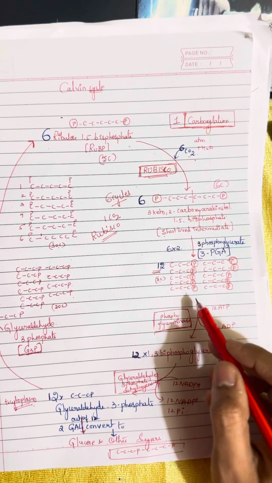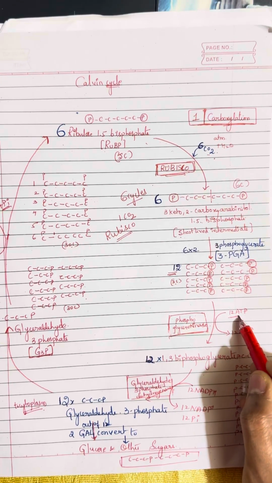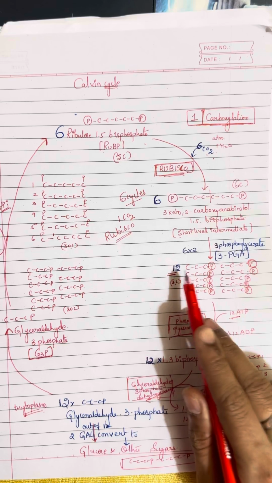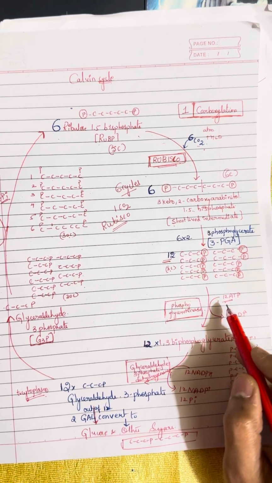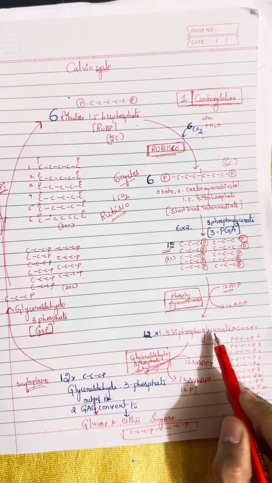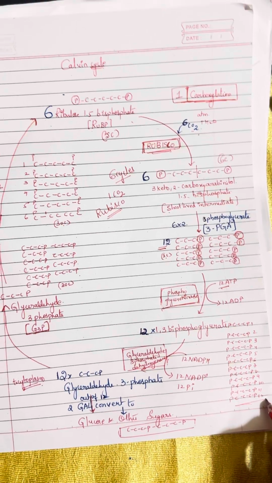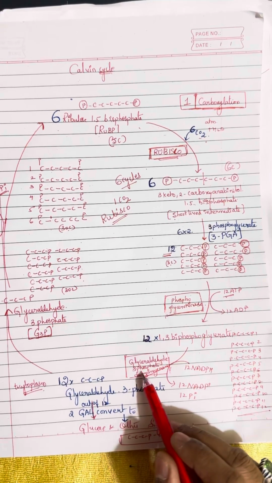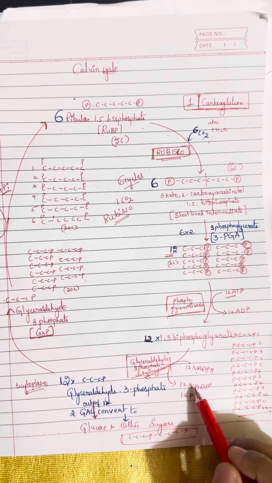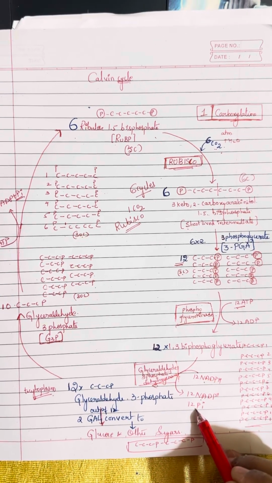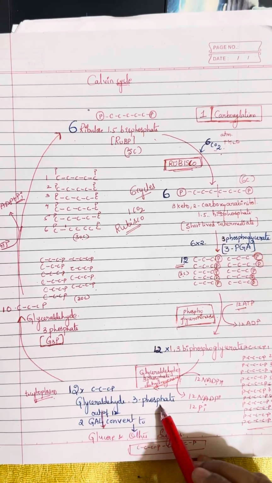3-phosphoglycerate, in the presence of phosphoglycerokinase, uses 2 ATP for each molecule, so for these 12 we use 12 ATP. Then 12 molecules of 1,3 bisphosphoglycerate are formed. In the presence of glyceraldehyde 3-phosphate dehydrogenase, utilizing 12 NADPH and releasing 12 NADP plus and 12 inorganic phosphate, it converts into 12 molecules of glyceraldehyde 3-phosphate.